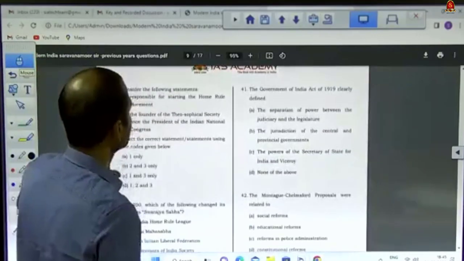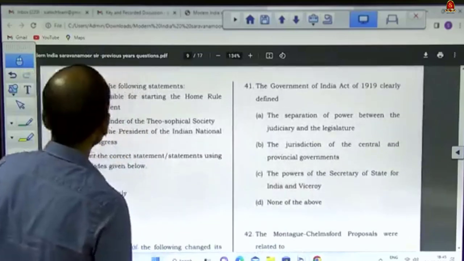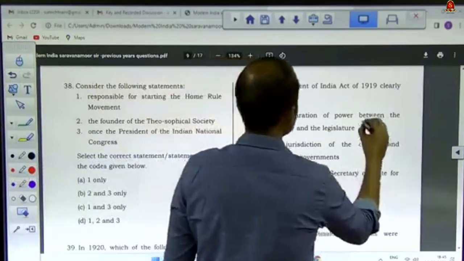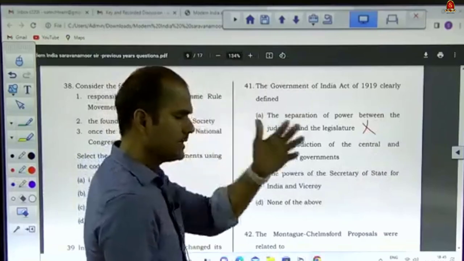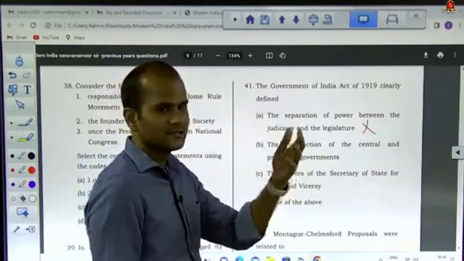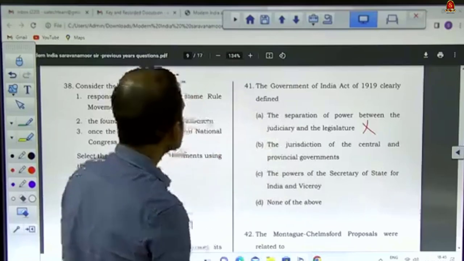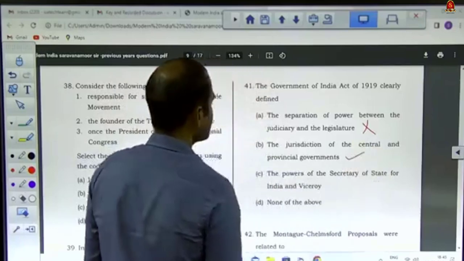Come to question number 41. The Government of India clearly defined separation of power between judiciary and executive legislature. No. That was much before, the Regulating Act, Pitt's India Act. That itself gave little, not this Act. The jurisdiction of center and the provincial government, yes, that was given.